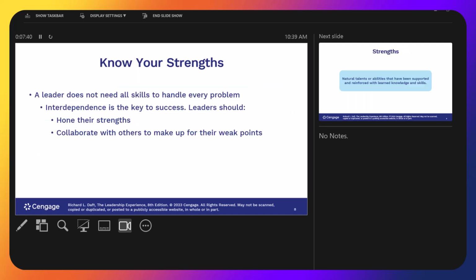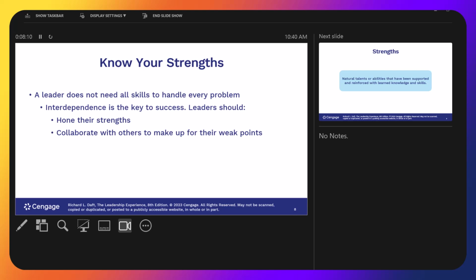Know your strengths as a leader. A leader does not need all skills to handle every problem. Interdependence is the key to success. Leaders should hone their strengths and collaborate with others to make up for their weak points. This is fundamental. A leader does not have to know everything. They just have to know the things that they know, and know other people who know other things, and use them as resources. That's what good leaders will do.